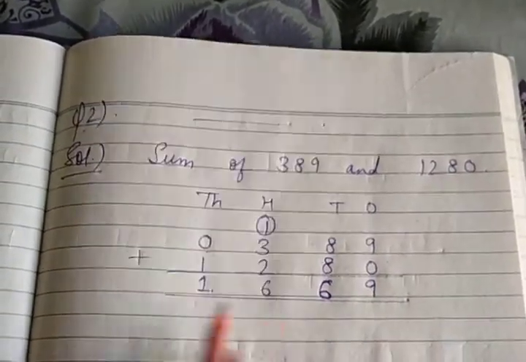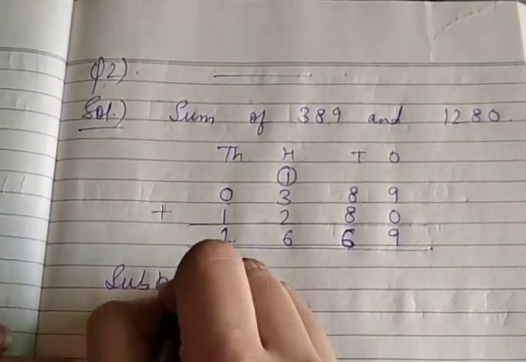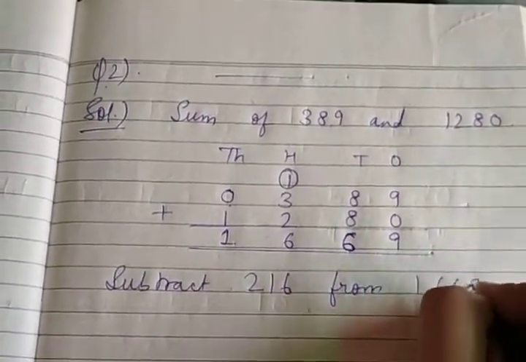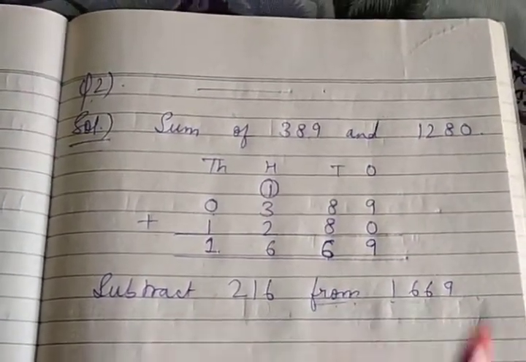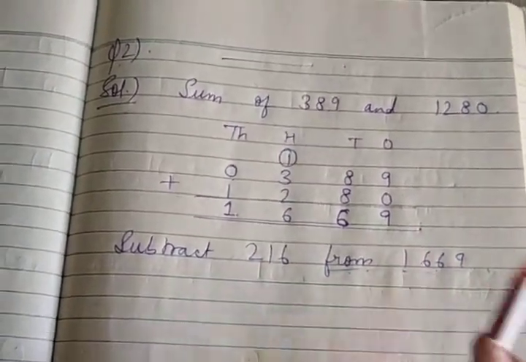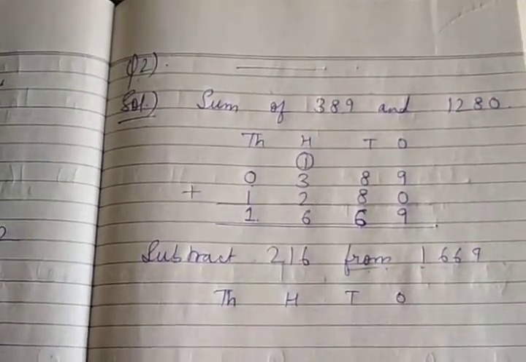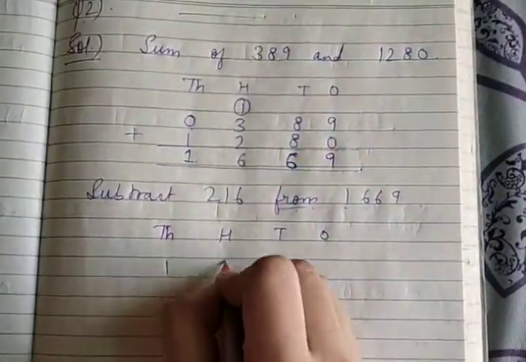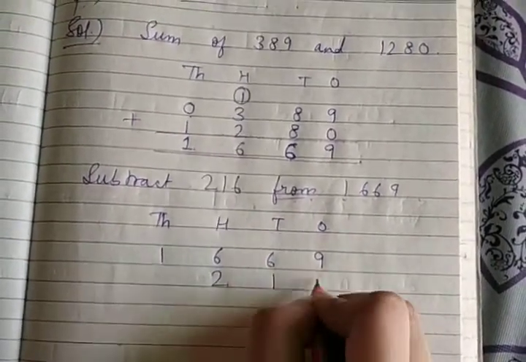So my sum is 1669. Now I have to subtract 216 from 1669. Class, always remember the number that comes after this word from, that is written on the top. Else you can compare that out of 216 and 1669, which is the bigger number. Of course it is 1669. And now I have written down the bigger number 1669 and then 216.